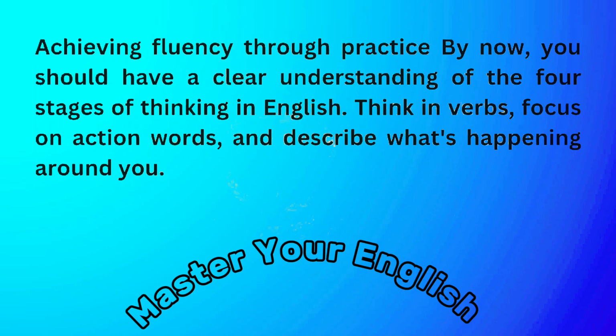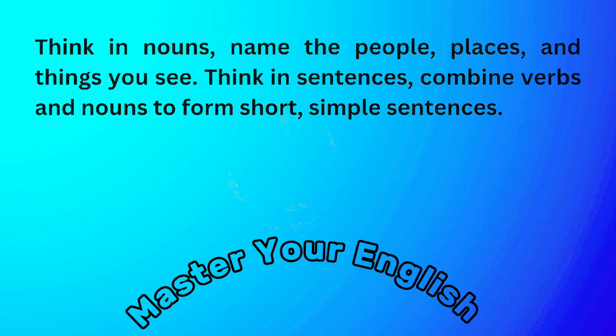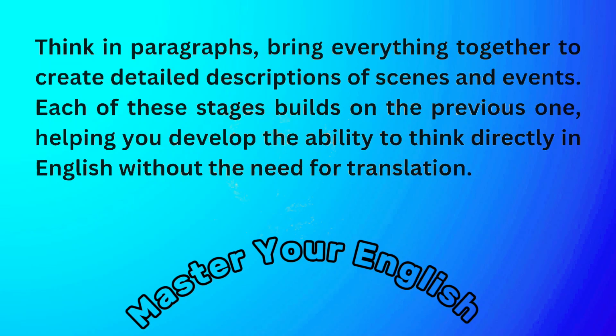Achieving fluency through practice. By now, you should have a clear understanding of the 4 stages of thinking in English. Think in verbs, focus on action words, and describe what's happening around you. Think in nouns, name the people, places, and things you see. Think in sentences, combine verbs and nouns to form short, simple sentences. Think in paragraphs, bring everything together to create detailed descriptions of scenes and events.